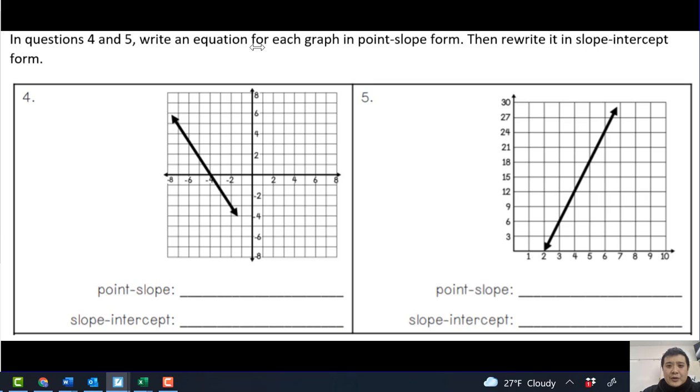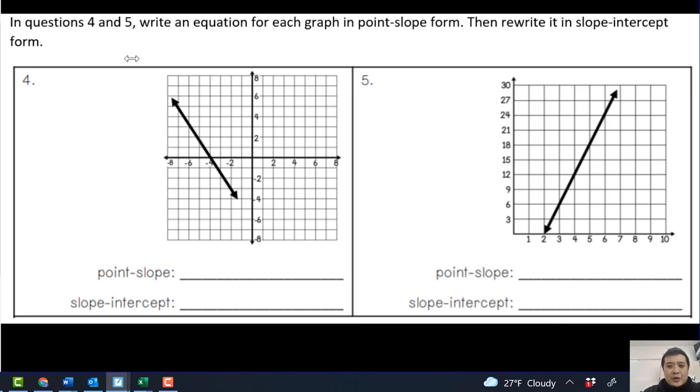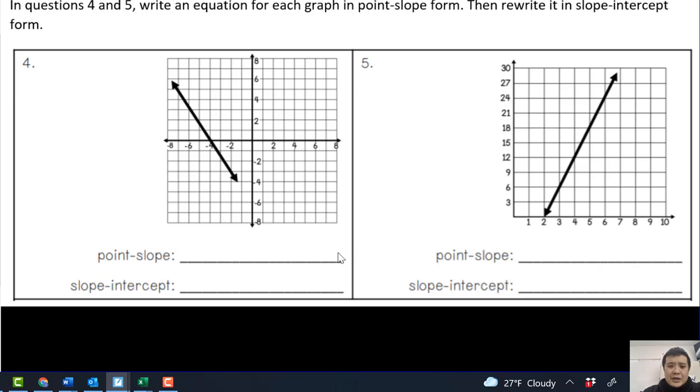In questions 4 and 5, write an equation for each graph in point slope form, then rewrite it in slope-intercept form. Okay. There's many ways we can do this. Here, let's just use, what point can we use? Well, I guess there's this one right here. Go ahead and use that point and create the point slope and slope-intercept form of this line.